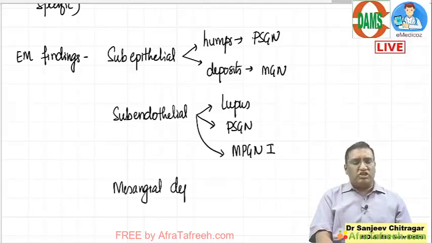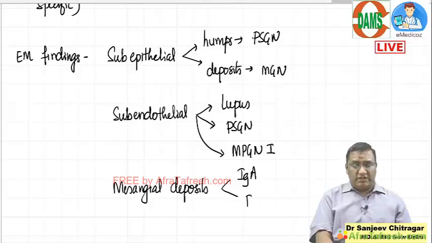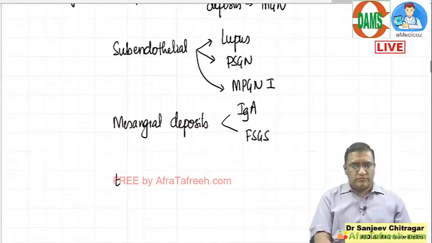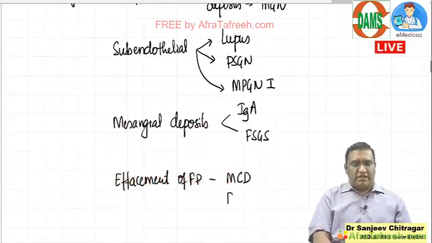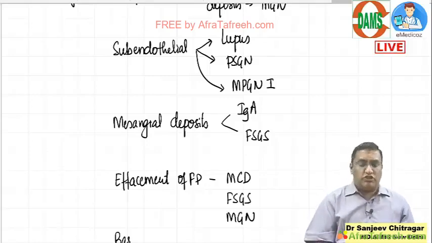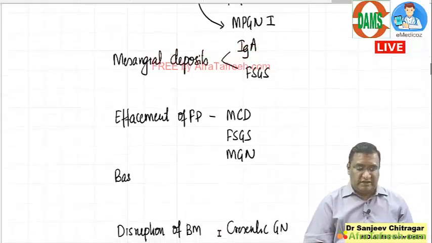Then mesangial deposits, where do you get mesangial deposits? Mesangial deposits in IgA nephropathy and also in FSGS. Then effacement of foot processes, where do you get it? Minimal change disease, FSGS, MGN. So it is non-specific for minimal change, nothing there.